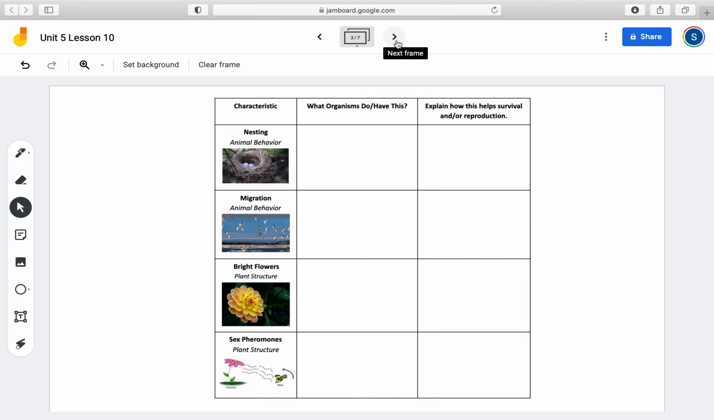Here, for each of the characteristics, I added an image related to that characteristic. So for nesting, I added this picture of a nest. For migration, I added this picture of birds migrating, because that is what students think about when they first think of migration, even though other animals migrate as well. For bright flowers, this is the picture, and for sex pheromones, this is a picture.